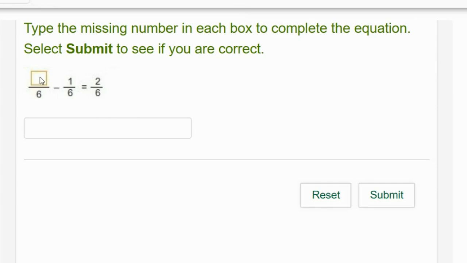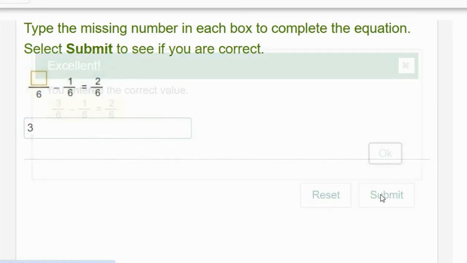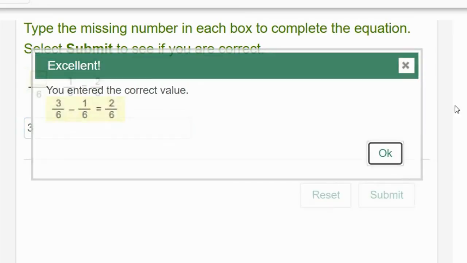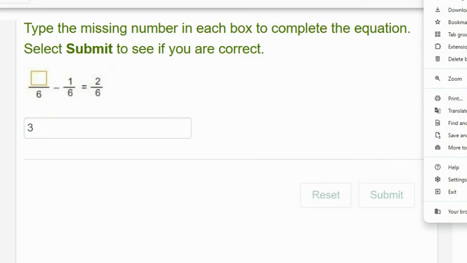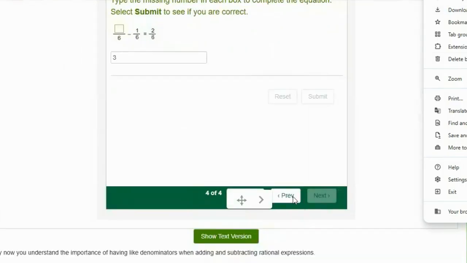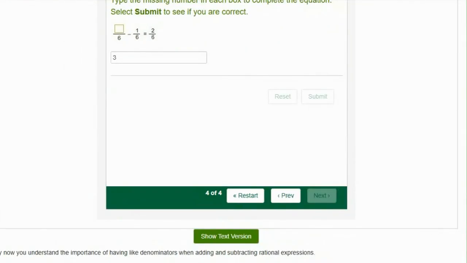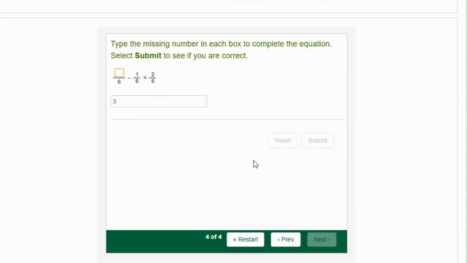Truman's got it. Since they're both sixes, all we have to do is make sure the numerator works. Something minus 1 equals 2. 3 minus 1 equals 2. So it's 3/6 minus 1/6 will equal 2/6. Perfect. Absolutely correct. All right. That was the fourth and final one to do there.